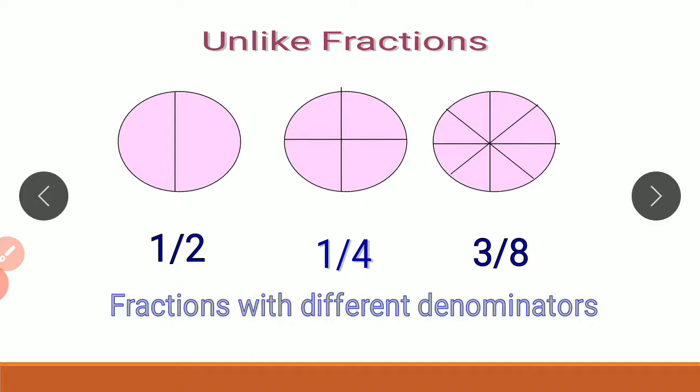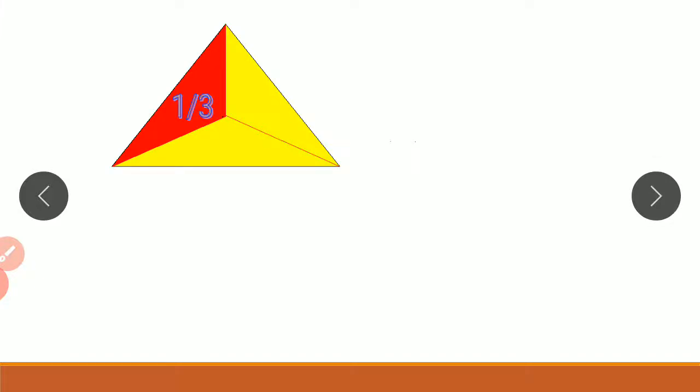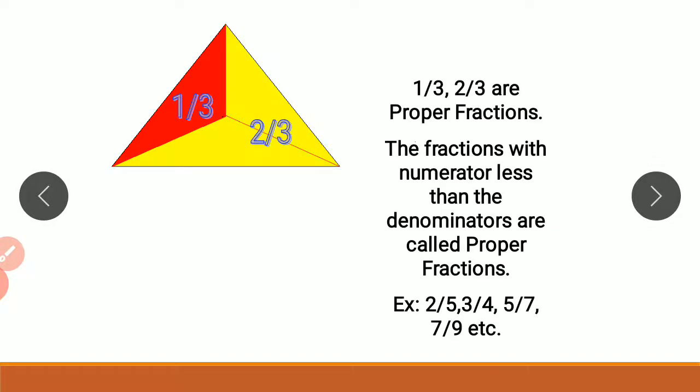There is the definition, and we can take more examples. 1 by 3, 4 by 5, 6 by 7, these are all unlike fractions. In this way you can find like fractions and unlike fractions.